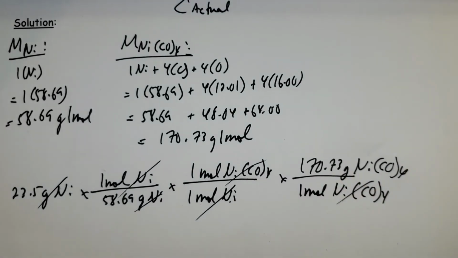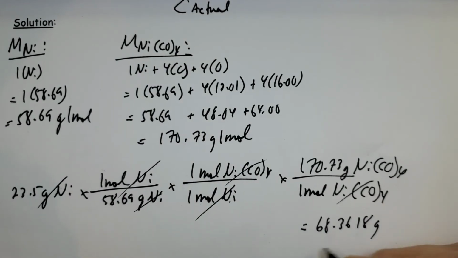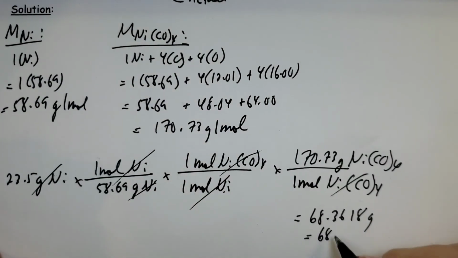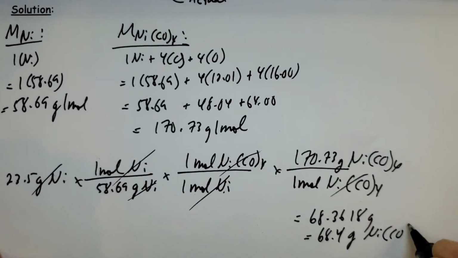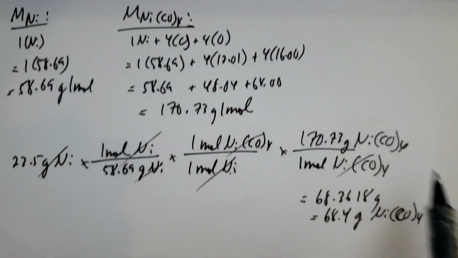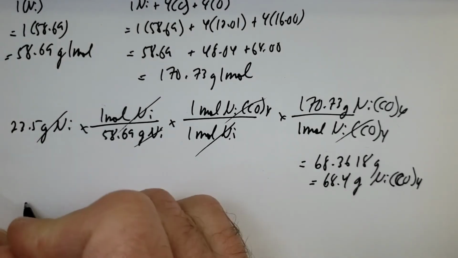All right, so you plug that in your calculator. I think we get 68.3618 grams, which, let's see here, round it off to 3 sig figs, because here our actual is 61.0, so 68.4 grams of nickel carbonyl. And that makes sense. We should get more, theoretically, but of course, actually, it's always less. So the experimental amount is always less than what you should get.